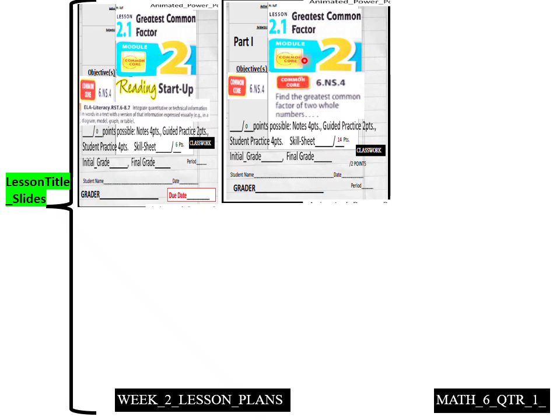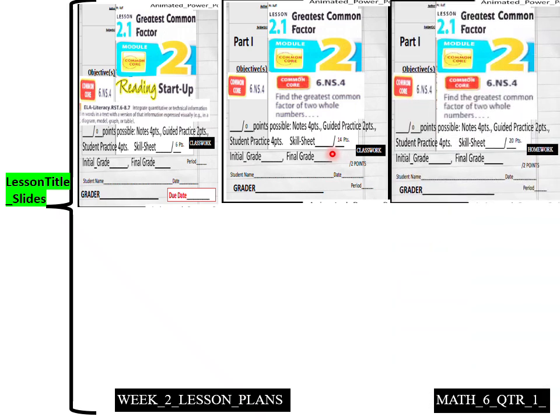And then we go into 2.1 part 1 classwork with a math standard here, 6.NS.4: find the greatest common factor of two whole numbers. And for this classwork, it is 14 points for 6.NS.4 part 1. And then we go into the homework for 6.NS.4, 2.1 part 1 homework, and we have 20 points on that homework assignment.